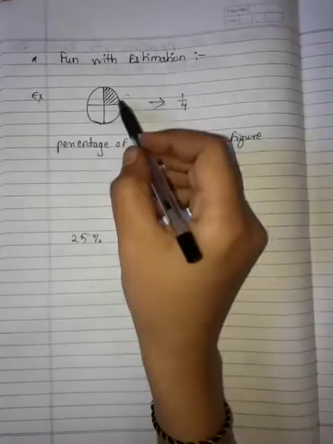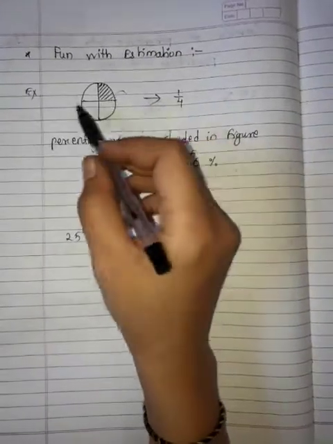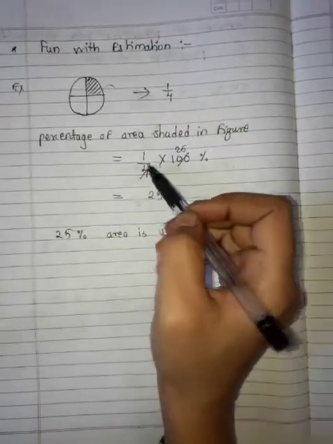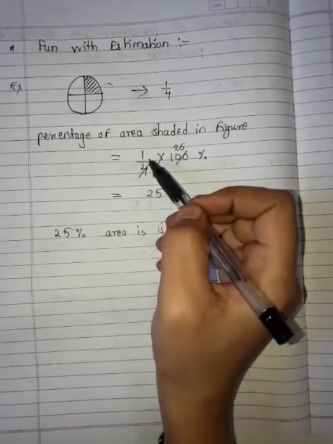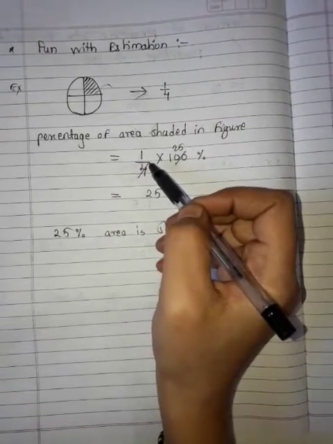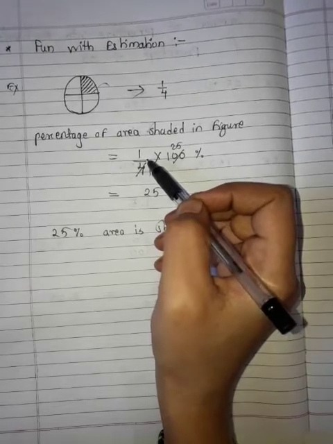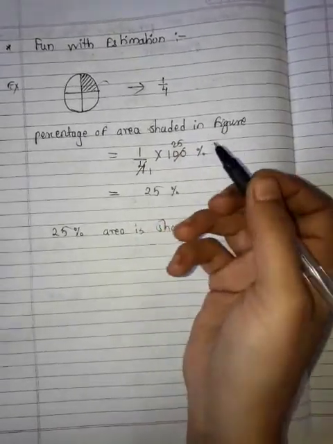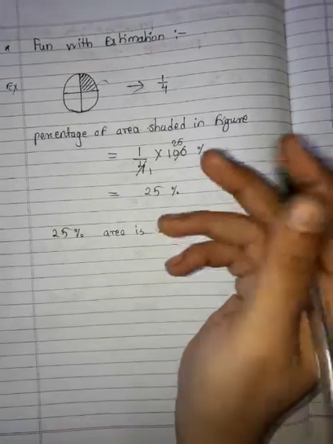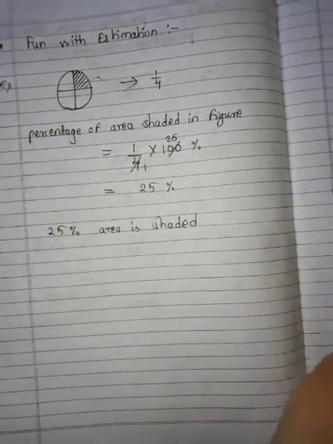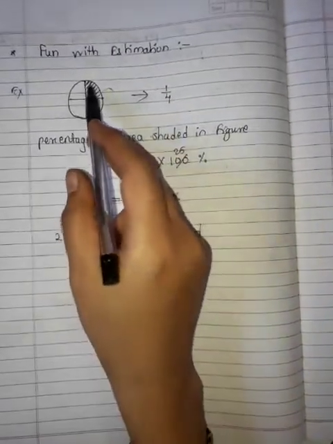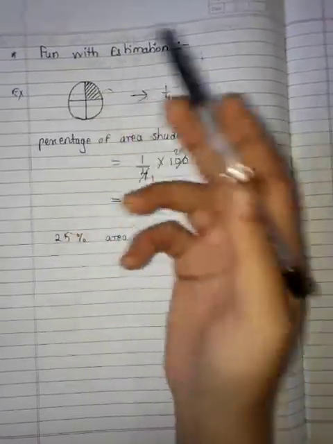So we first find the fraction of the figure that is shaded, and from this fraction we find the percentage. And that percentage is nothing but the part of the shaded area. And we say here 25% of this figure is shaded.